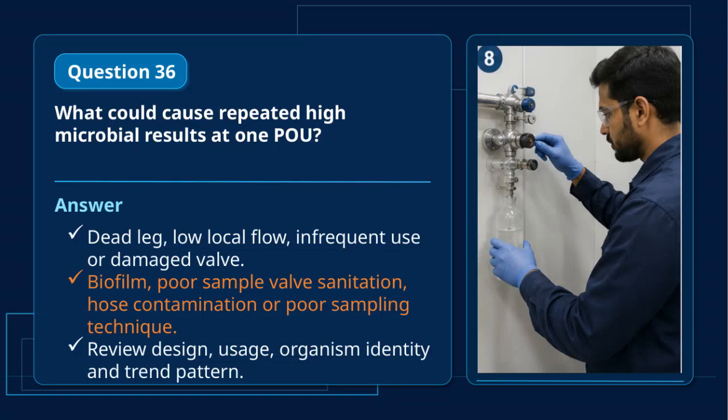Here we are looking at a common issue that can cause repeated high microbial results at a specific point of use, or POU. Several factors might contribute to this problem. One possibility is a dead leg, which is essentially a section of piping where water stagnates because it's not circulating properly. Low local flow and infrequent use can also create conditions where microbes thrive. Additionally, a damaged valve can introduce contamination or disrupt normal flow patterns. Biofilm formation is another critical factor. Microbes can adhere to surfaces and create protective layers, making contamination persistent.